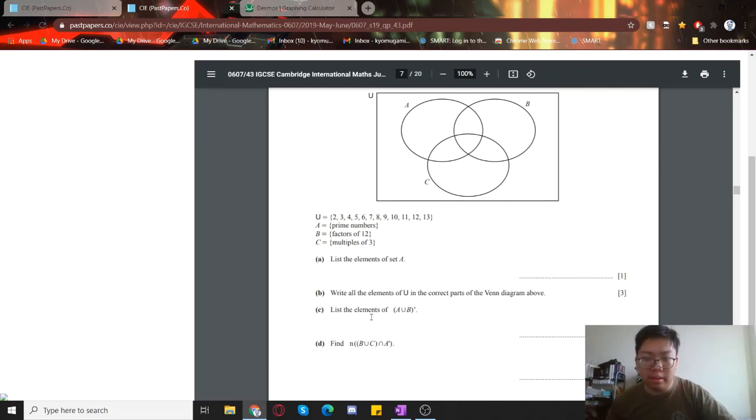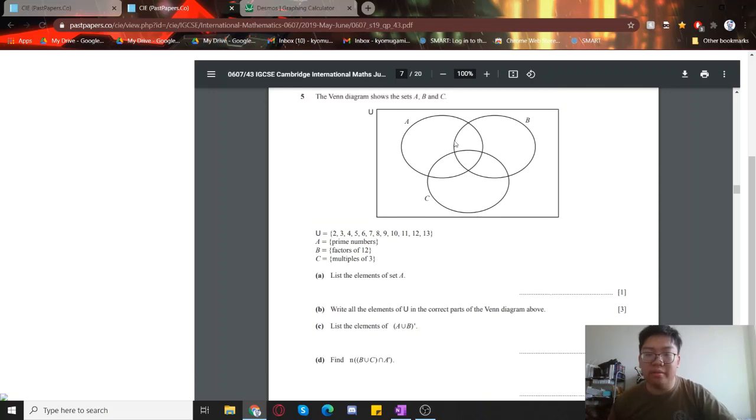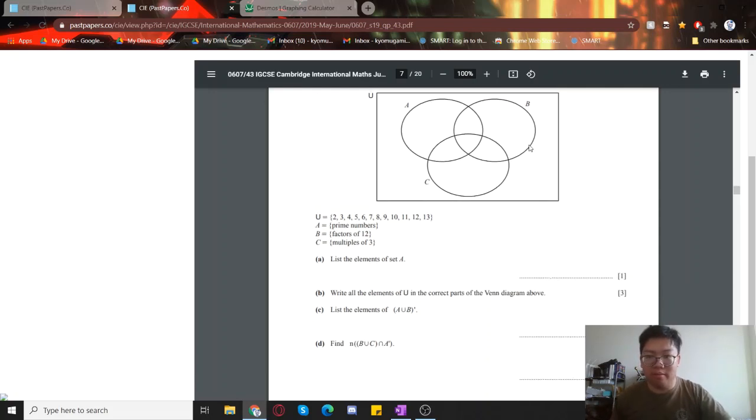The elements will be dashed. Well, this is slightly harder, but we know what to do. So A union B, let's establish what A union B is. A union B means A or B, so anything in here, here, here, here, here is considered A union B. But A union B dashed means we don't want anything that's in all the areas I just mentioned.